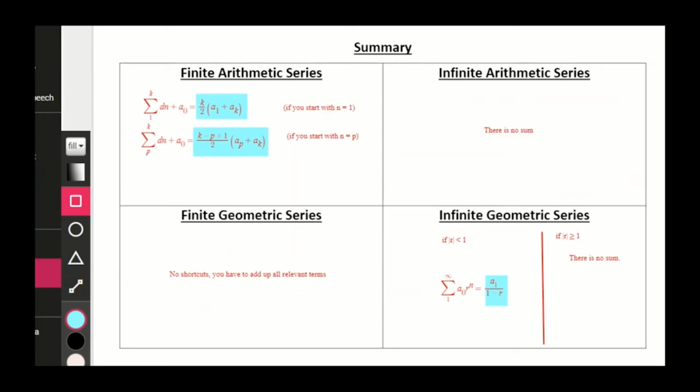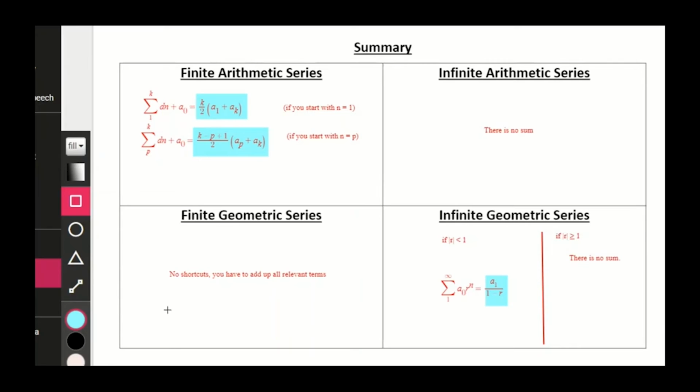I'll leave that up for a few seconds so that, if you're going to take a screenshot or something, it's a little easier. But yeah, so just to sum up here, if it's a finite arithmetic series, you can use one of these two formulas depending on what you start with. Infinite arithmetic series, there's nothing to do because there's no sum; it'll trend towards infinity or negative infinity. For the finite geometric series, no shortcuts, you just got to add them up, and then for the infinite ones, you can use this little formula down here. That is only if the common ratio is less than 1. If it's bigger than 1, then there's nothing to do.